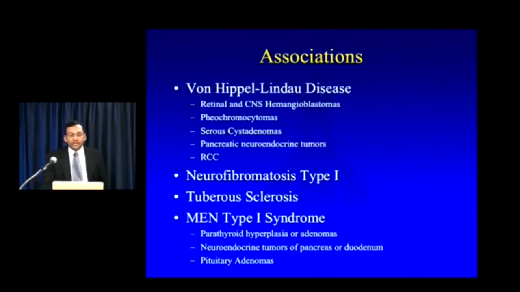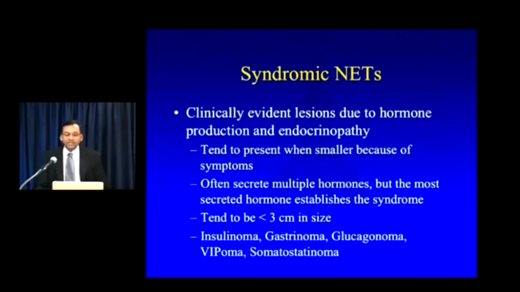Now, there are a number of associations of neuroendocrine tumors with different syndromes. I'd say the most common that I come across in my practice are von Hippel-Lindau, neurofibromatosis, and MEN type 1. There's also a theoretical association with tuberous sclerosis. Now, syndromic NETs, or neuroendocrine tumors, are clinically evident lesions because the mass is producing enough hormone to actually cause an endocrinopathy. Now, because these lesions are causing symptoms, they tend to present when smaller. Now, even though we tend to think of these as just secreting one hormone, it's worth noting that syndromic NETs will often secrete multiple hormones, but it's the dominant hormone that's actually going to establish the patient's syndrome.